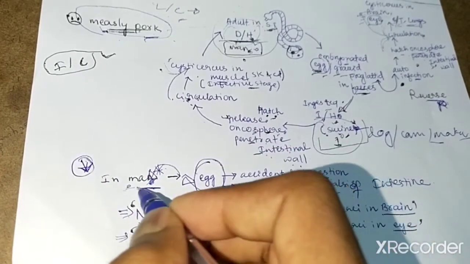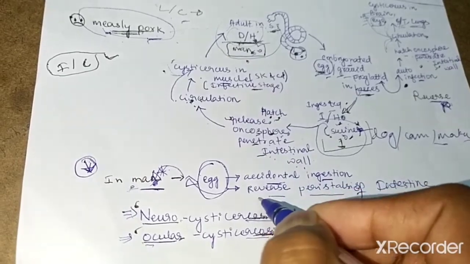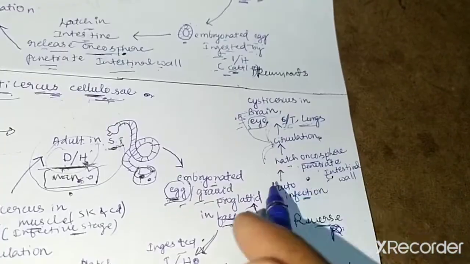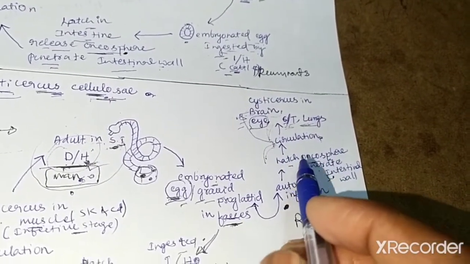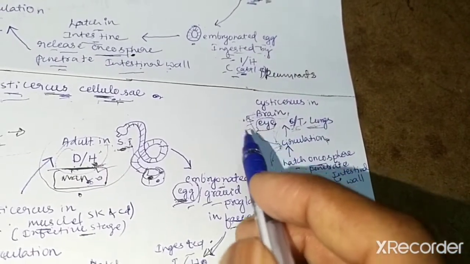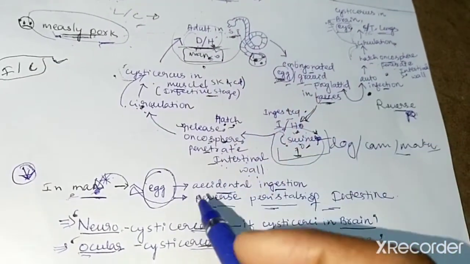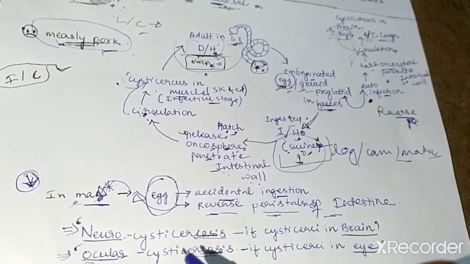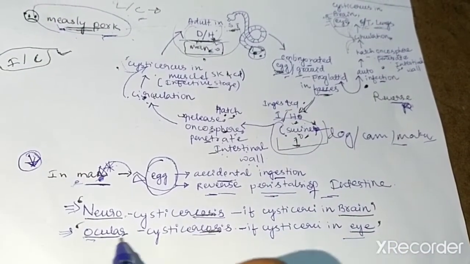The major difference is in case of man. In case of man, eggs can also be ingested via accidental ingestion or by reverse peristalsis of the intestine. Due to this, autoinfection will happen. The eggs will reach the intestine, where they will hatch and lead to liberation of the oncosphere. This will penetrate the intestinal wall and enter the circulation. From the circulation, it will reach other organs such as brain, eyes, connective tissue, lungs. If the cysticercus is present in the brain in man, that condition is known as neurocysticercosis, and similarly, if cysticercus is present in the eye, that is known as ocular cysticercosis.